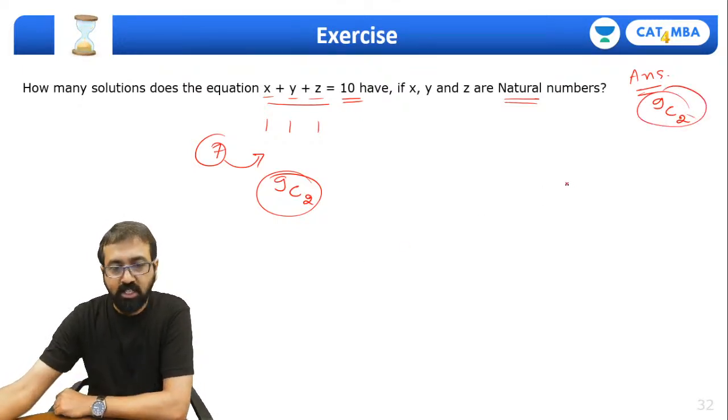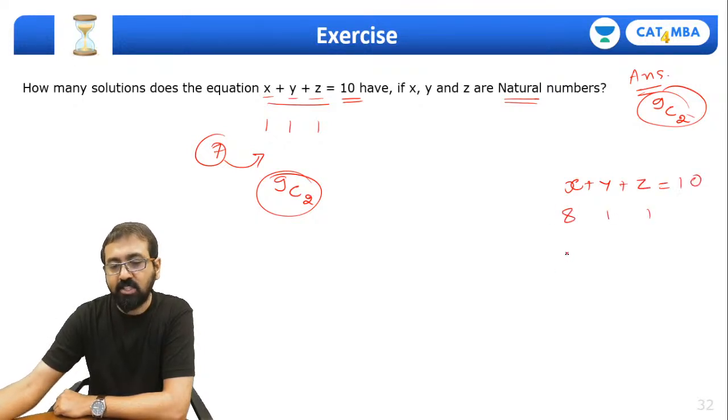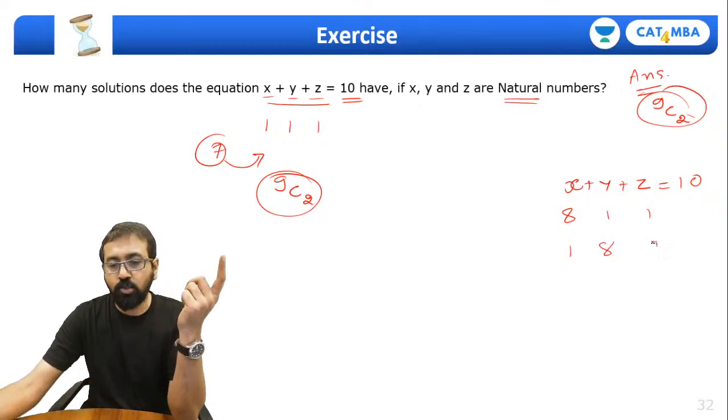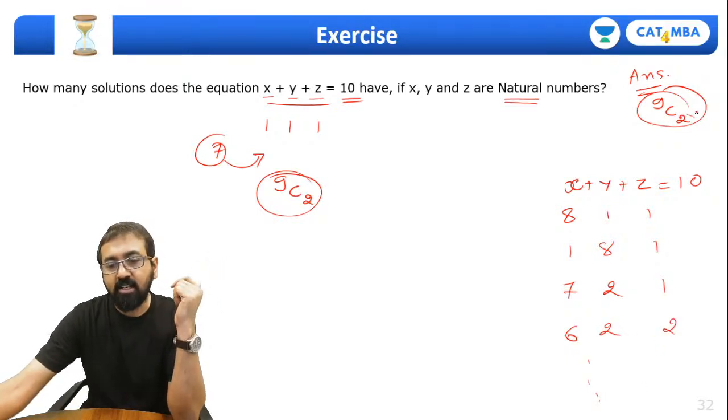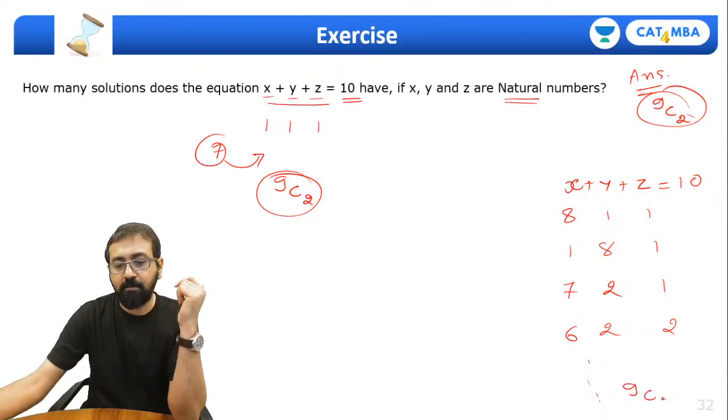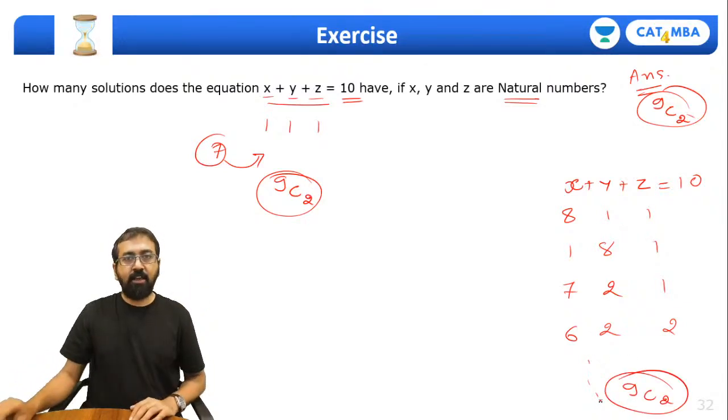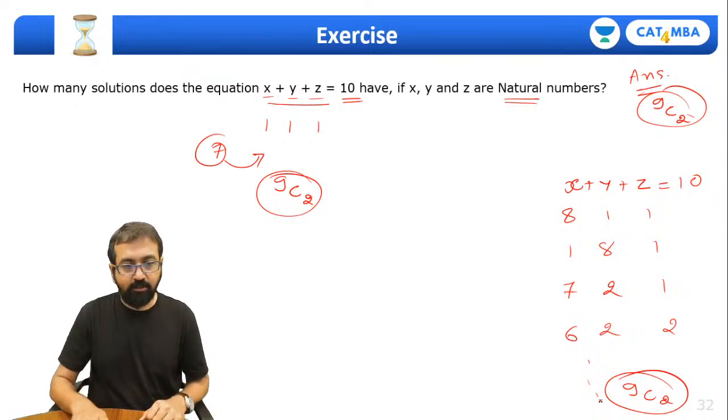What are the solutions? Let me show you once again. x + y + z = 10. So I can take 8, 1, 1 as one solution. Of course, 1, 8, 1 is also another solution. 7, 2, 1, 6, 2, 2. So all of these are solutions. So how many solutions will be there? 9C2 solutions will be there. Yes, everyone? Okay, fine.